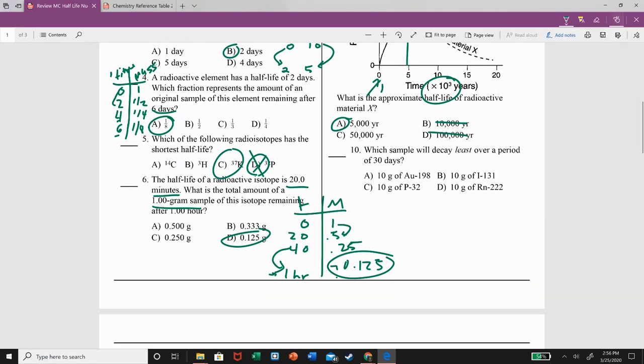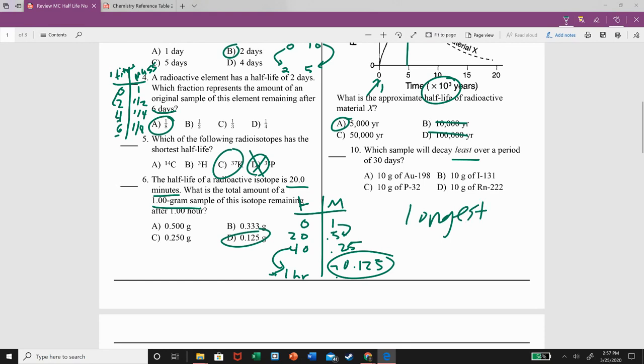Okay. All right, so question number 10. Let's take a look. Which sample will decay least over a period of 30 days? Somebody took the time to italicize a word, so pay extra attention. Decay the least: is that going to be the shortest half-life or the longest half-life? What do you think? It's 50-50. If it's decaying the least, it is going to be whichever has the longest half-life.